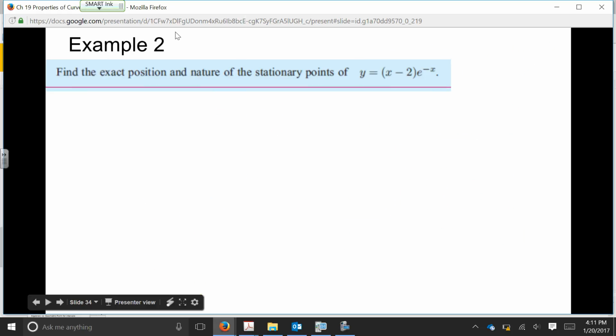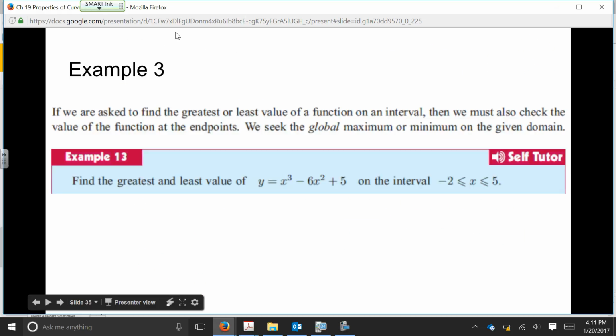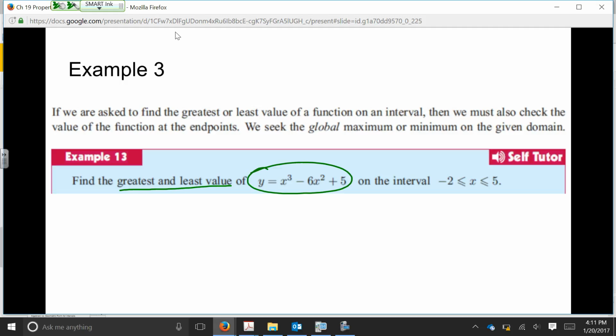We're going to look at just one more example to talk about classifying these points here. And this one's a little bit different. It says find the greatest and least value for this function from the interval -2 is less than or equal to x is less than or equal to 5. Now, what that means is there might be a local min or a local max that is one of these values, or there could be one of the endpoints that's the key.